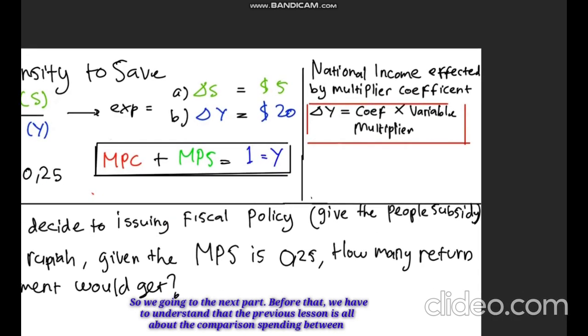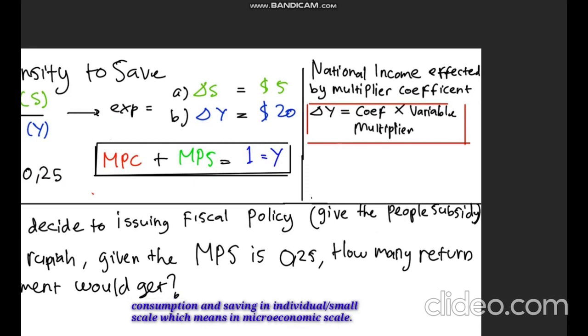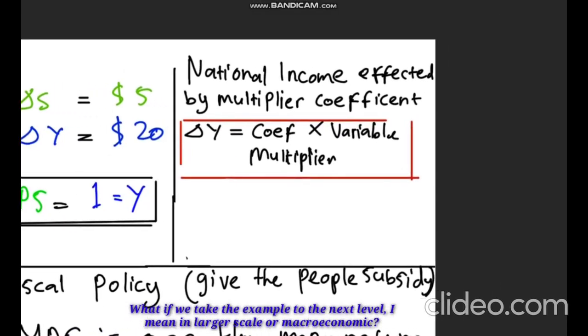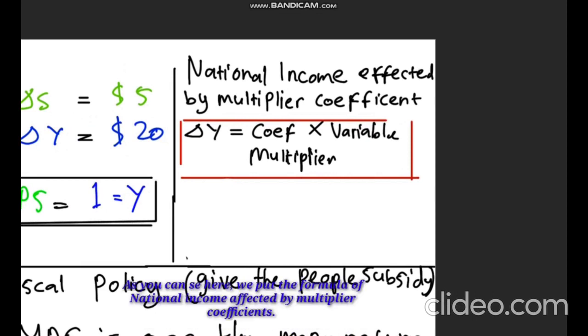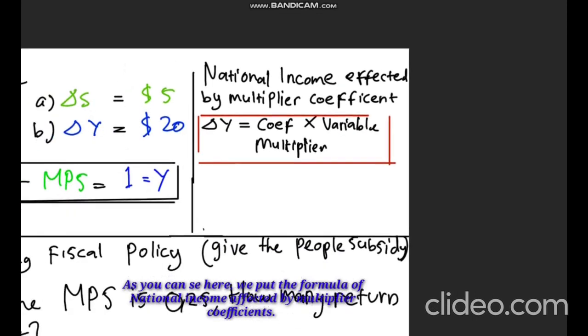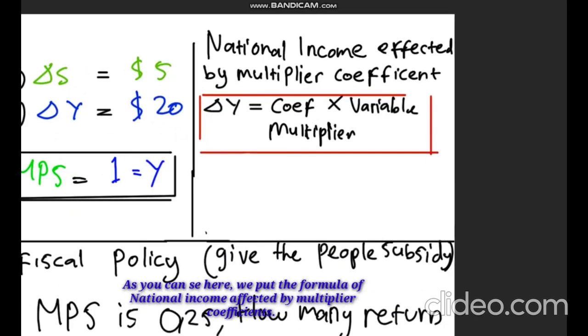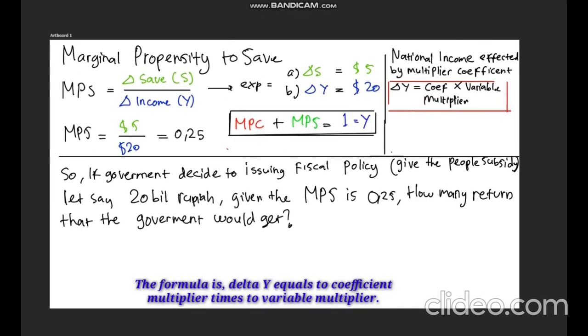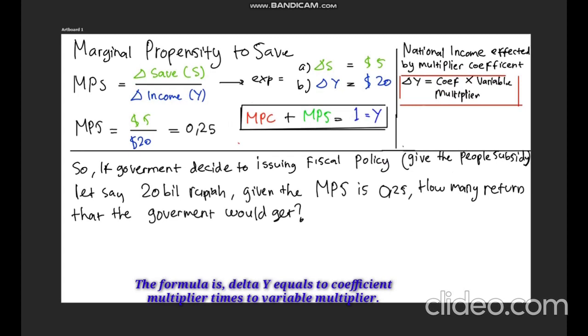So we are going to the next part. Before that, we have to understand that the previous lesson is all about the comparison of spending between consumption and saving in individual or small scale, which means in microeconomic scale. What if we take the example to the next level, I mean in the larger scale or macroeconomy? As you can see here, we put the formula of national income affected by the multiplier coefficient. The formula is delta y equals the coefficient multiplier times the variable multiplier.